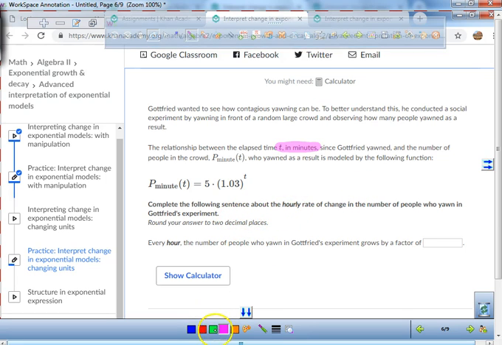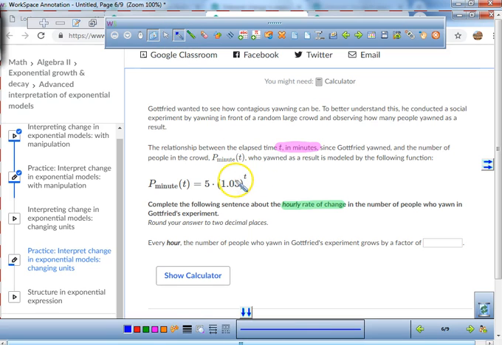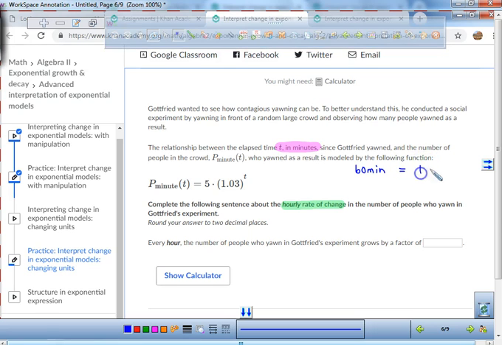About the, we've got to change it from minute to what? Hourly rate. Right? People who yawn. So if this is the people who yawn per minute, what's the conversion that we're going to have to do this time? There are 60 minutes in 1 hour. The last one we did was 7. What was our last conversion? 7 days equals 1 week, right?